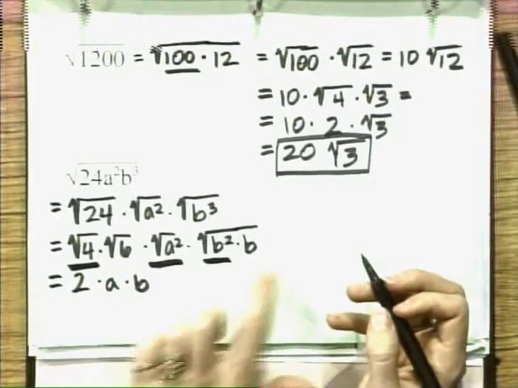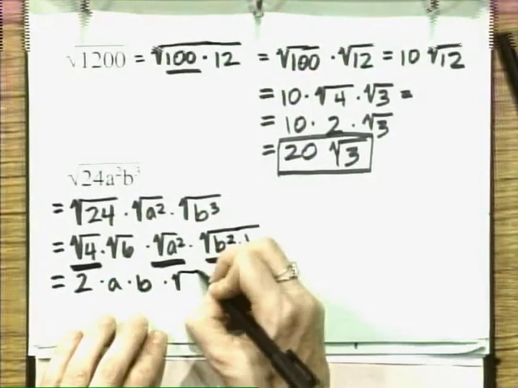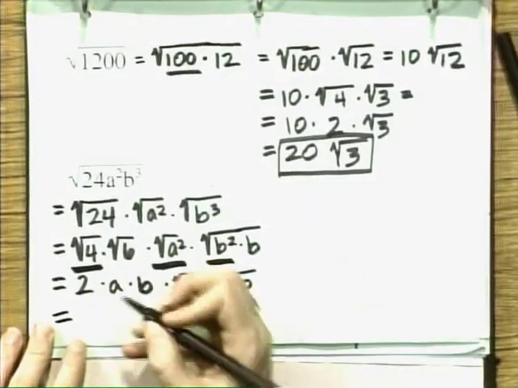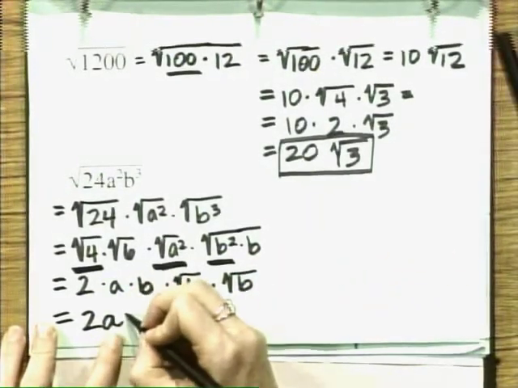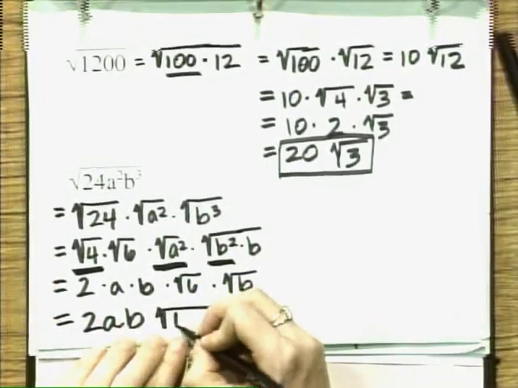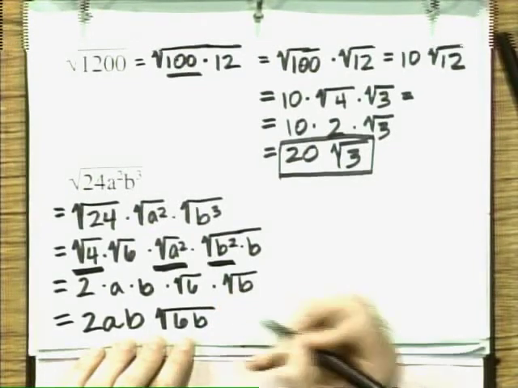The square root of 6 and the square root of b. So we'll just times the square root of 6 times the square root of b. And let's rewrite this all nicely. 2ab square root, and we can put this back under 1 because there's nothing we can do with it, 6b.